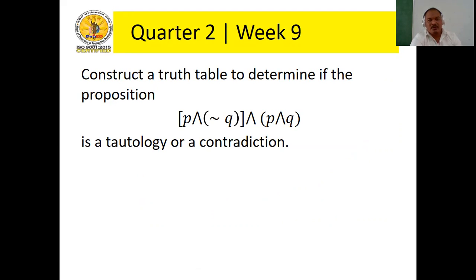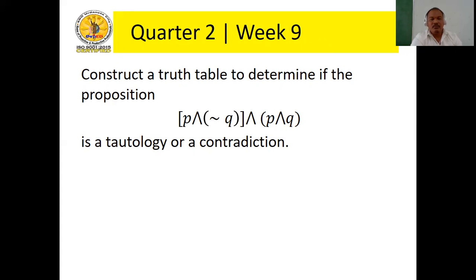Construct a truth table to determine if the given compound proposition is a tautology or a contradiction. As we all know, there are a series of operations. So we have P and not Q, then close, then and, then we have P and Q. So this will be conjunction, negation, close, then conjunction, followed by the conjunction of P and Q.